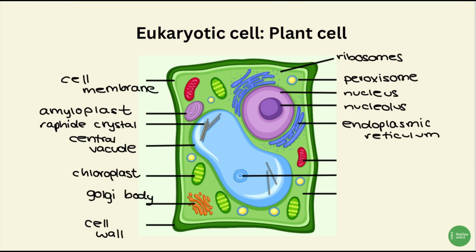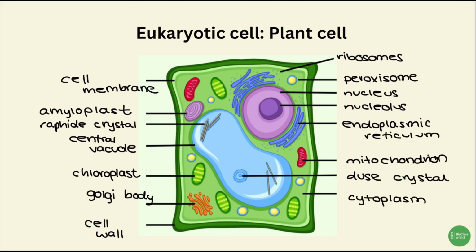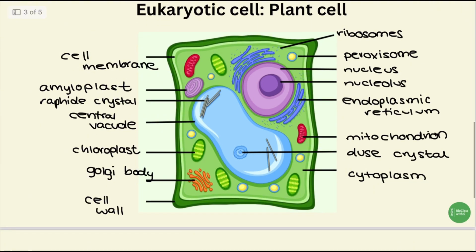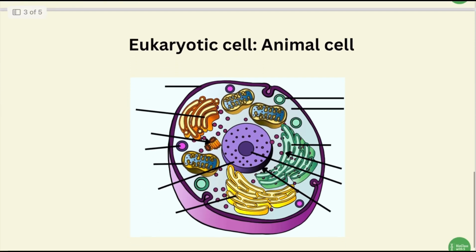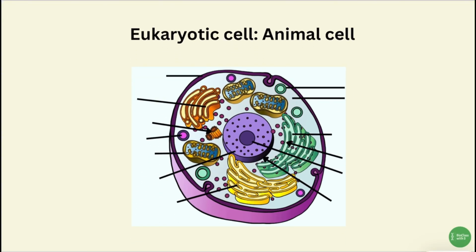Under that is another important organelle called the mitochondrion. This is the location for aerobic cell respiration. Right here is the Dew's crystal. And then lastly, this is the cytoplasm. This is again the site of chemical reactions. So now we're going to look at another type of eukaryotic cell, which is the animal cell.